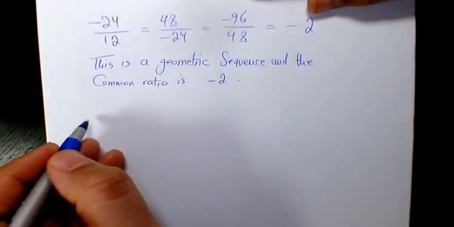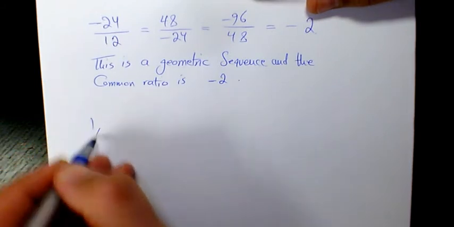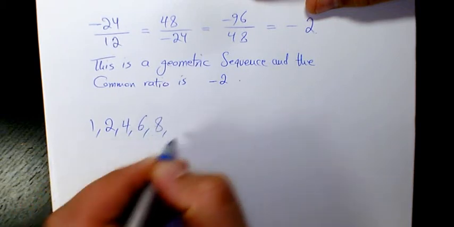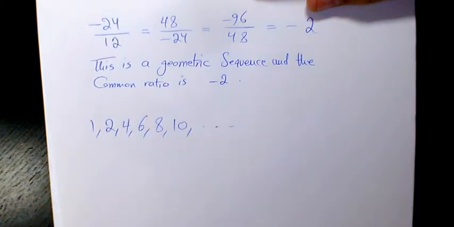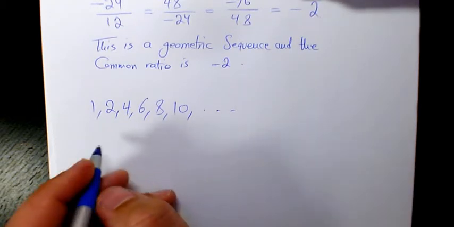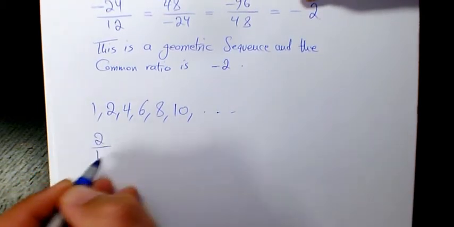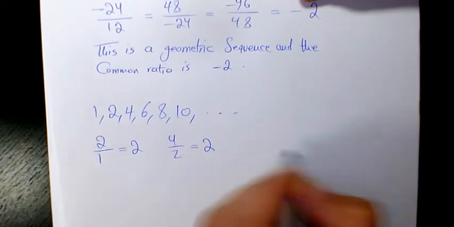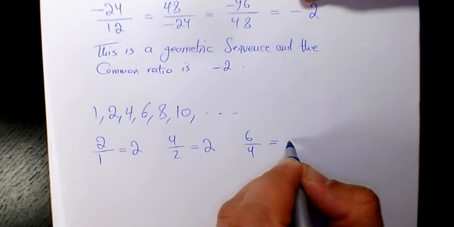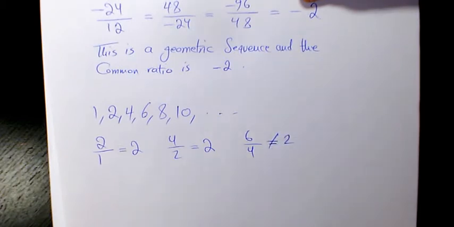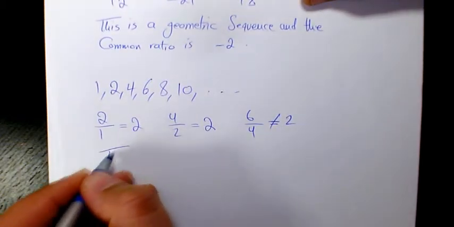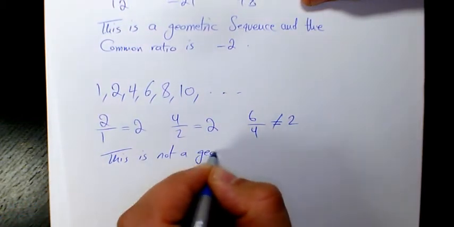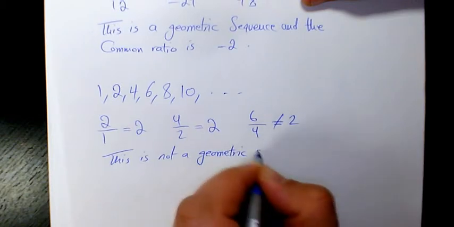Next example. 1, 2, 4, 6, 8, 10, and so on. Is this a geometric sequence? You're going to say 2 divided by 1 is 2, 4 divided by 2 is 2, but 6 divided by 4 is not going to be equal to 2. It is 1.5. So this is not a geometric sequence.